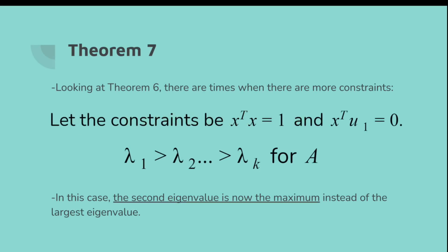Since we can see the eigenvalues in the diagonals of the D matrix, we can use that to find the maximum and minimum values. However, the maximum and minimum may change depending on the constraints. Let the constraints be x transpose times x equals 1 and x transpose times u sub 1 equals 0. Remember that the first eigenvalue would be greater than the second, and the second will be greater than the third, and so on for A. So that means that the second eigenvalue will be the maximum instead of the first eigenvalue, because it's x transpose times u sub 1, which corresponds with the first eigenvalue.